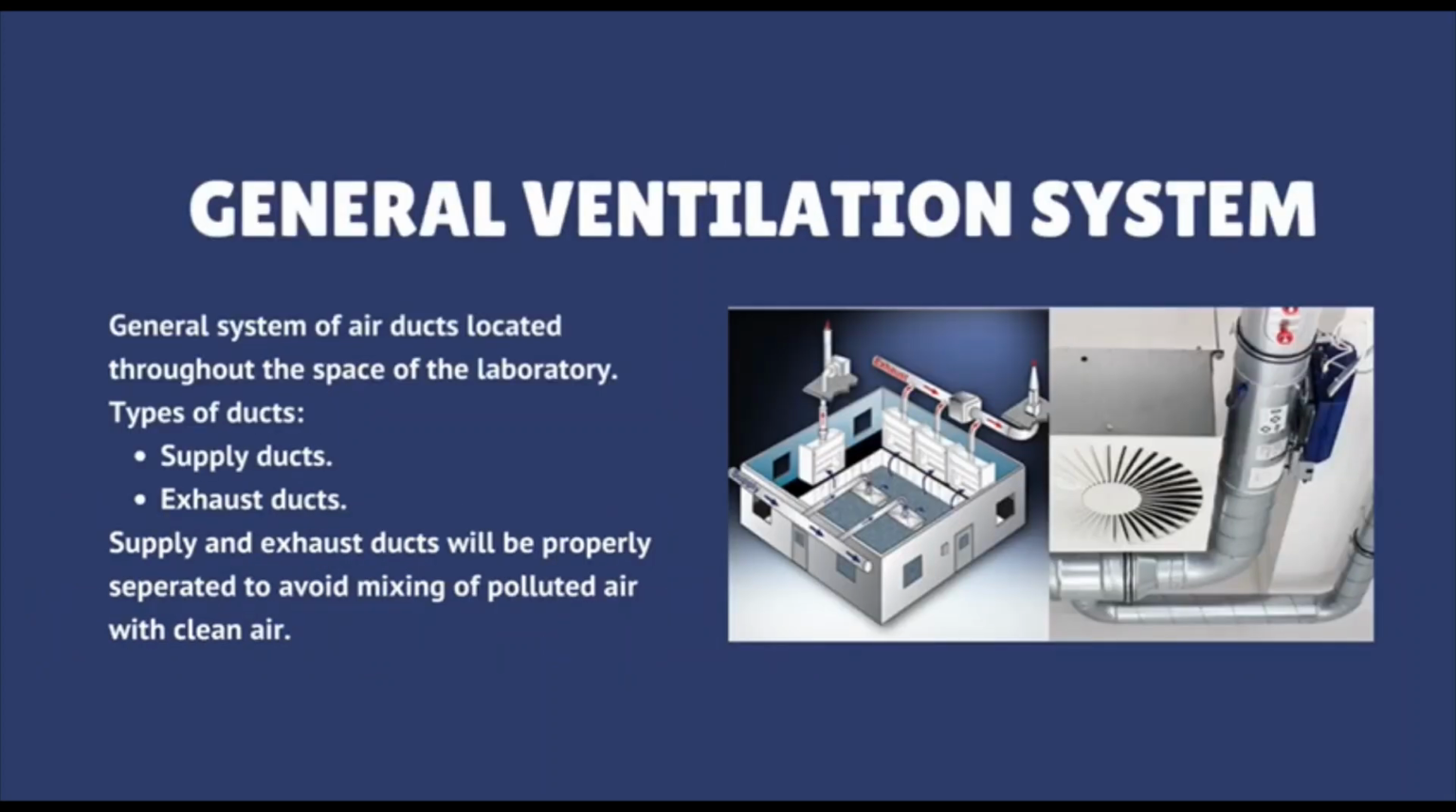General ventilation system. It's a general system of air ducts located throughout the space of the laboratory. There are two types of ducts, supply ducts and exhaust ducts. Supply ducts are through which the supply air is filtered and enters the lab, while exhaust ducts are through which the lab exhaust air is filtered using carbon high efficiency particulate air filter, then processed by a centrifugal fan and safely propelled outside the building. Supply and exhaust ducts will be properly separated to avoid mixing of polluted air with clean air.